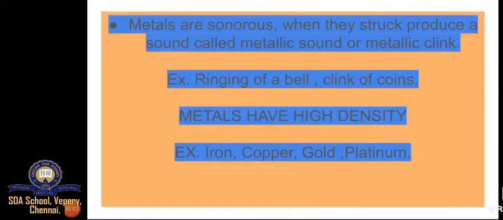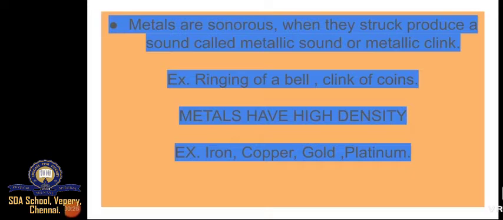Metals have the sonorous property. When they are struck, they produce a sound called a metallic sound or metallic clink. We can call this sound a metallic clink, for example, the ringing of a bell or the clink of coins. When we drop coins and they hit the surface of the floor, they make a sound.